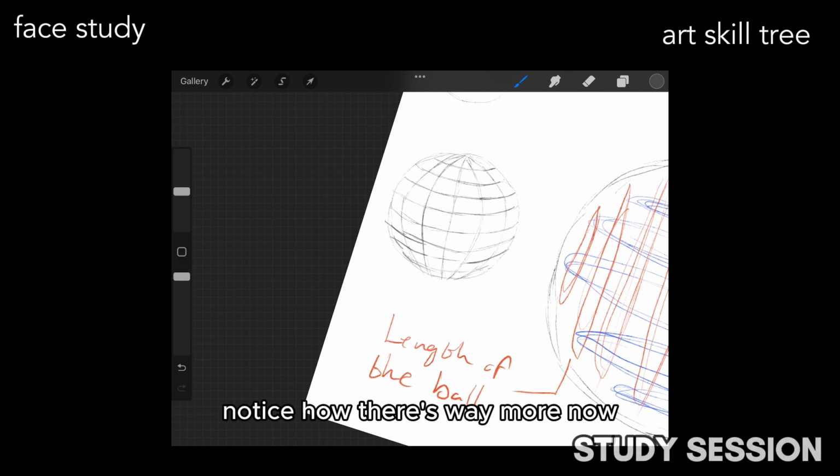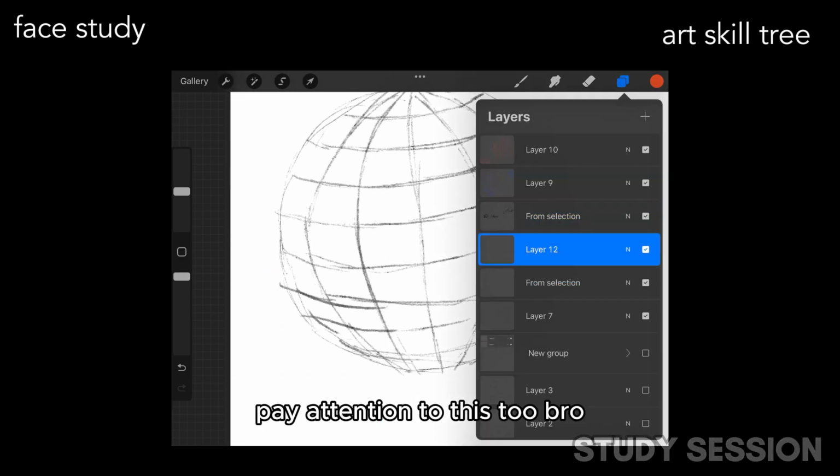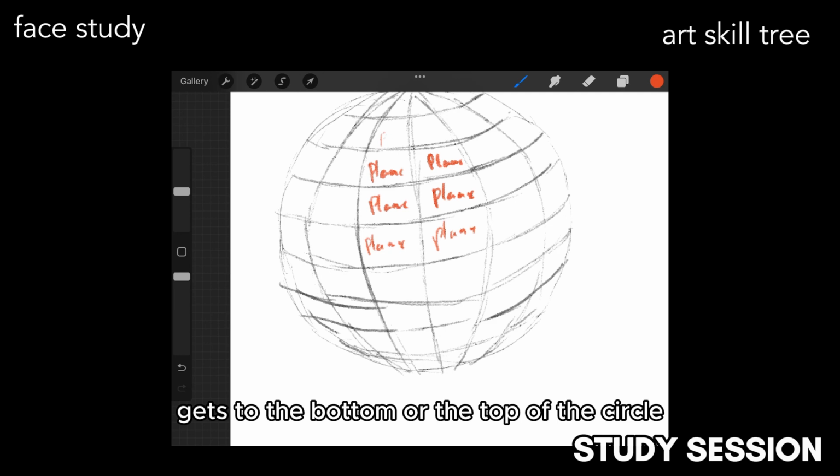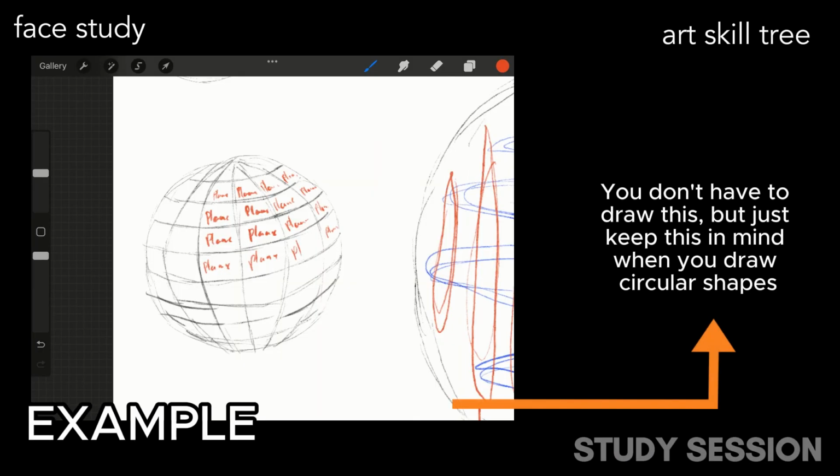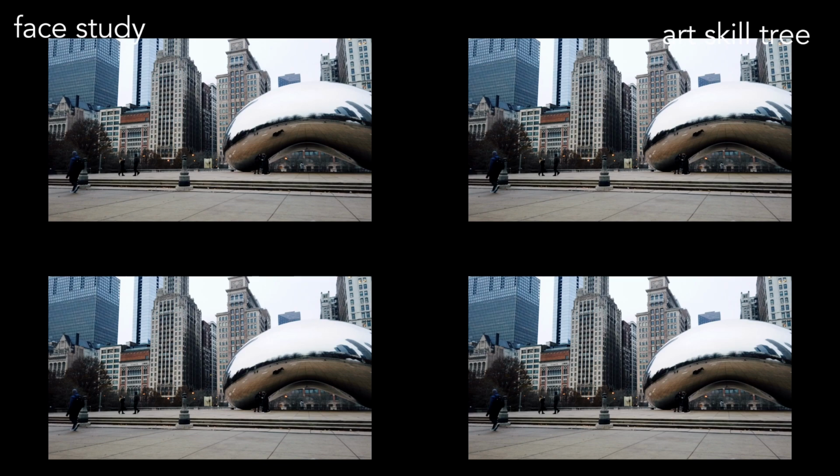Notice how there's way more now. Pay attention to this too, bro. The closer the plane gets to the bottom or the top of the circle, the more the lines are skewed and show perspective. This is to show the roundness of the ball. It's a 3-dimensional shape, so let's not forget that.